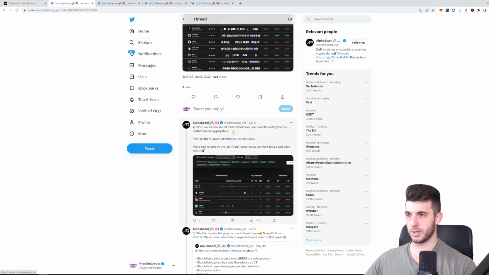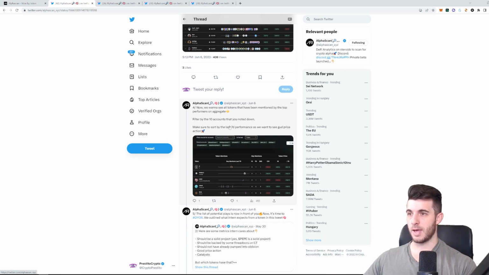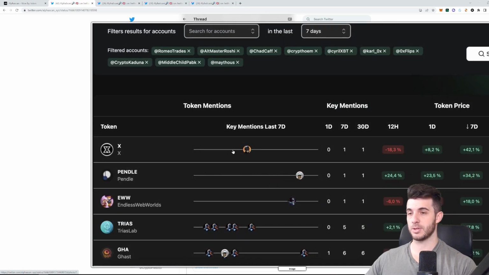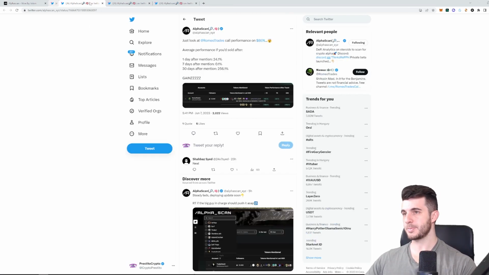And then when you go to view by tokens, you sort and filter by the accounts that you chose. And then they say, make sure to sort by the last 7 day performance. This is what you'll see for recent tokens that have been mentioned by influencers. Maybe some haven't performed well yet, so it could be worth getting into, especially if the price action is pro.